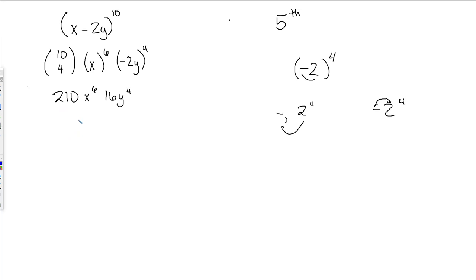So 210 times 16 is 3,360. X to the 6th, y to the 4th.